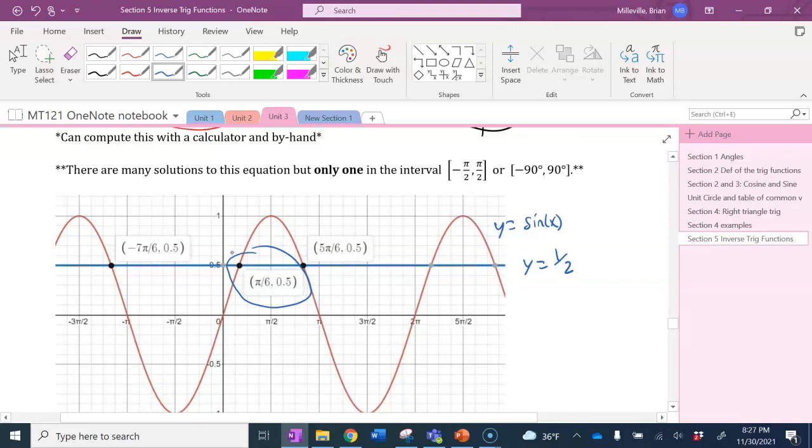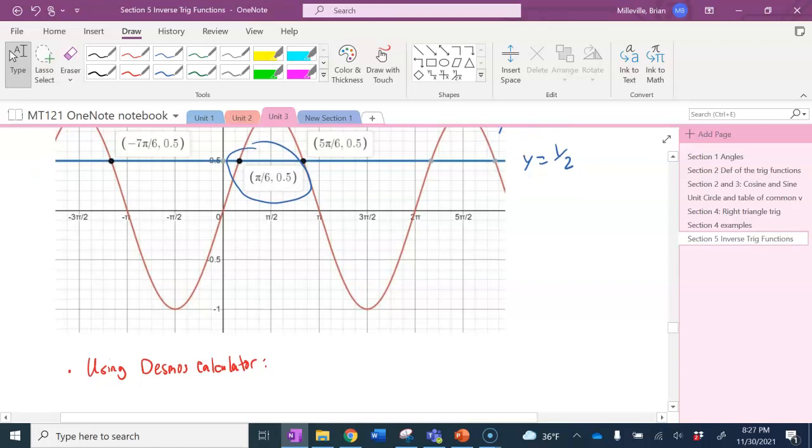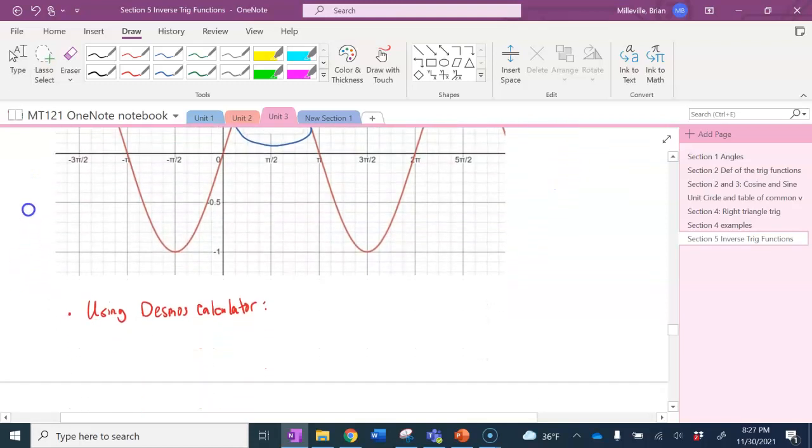There are other ones that work. 5 pi over 6 works, and -7 pi over 6 works. And there are more. Some of those are other solutions to this, but the inverse trig function is only going to give us one. When we do this in Desmos, it's only going to give us one. So let's use the Desmos graphing calculator now to do that.